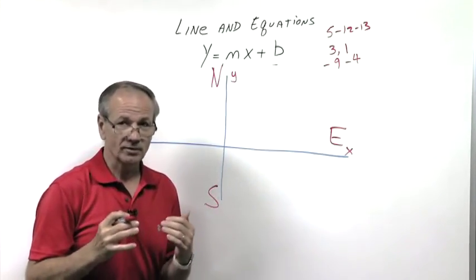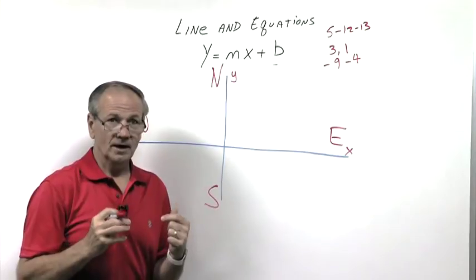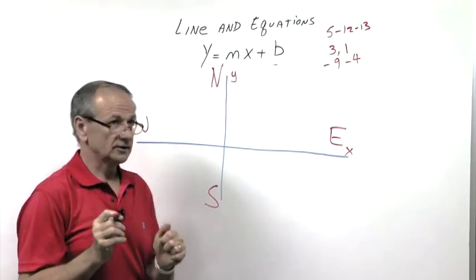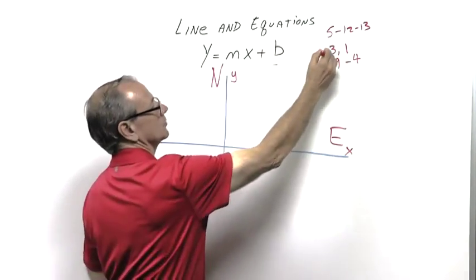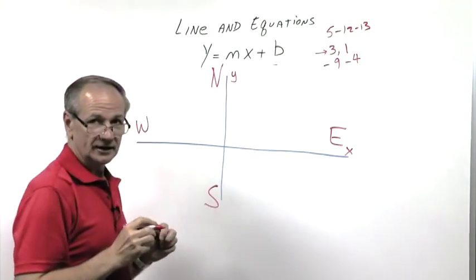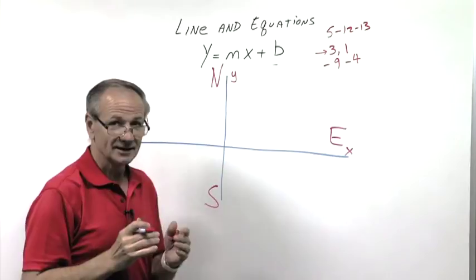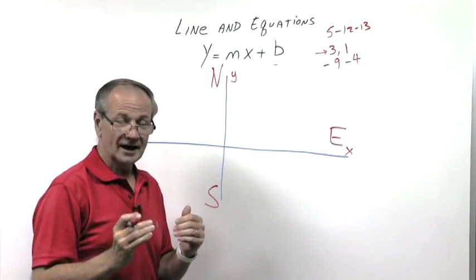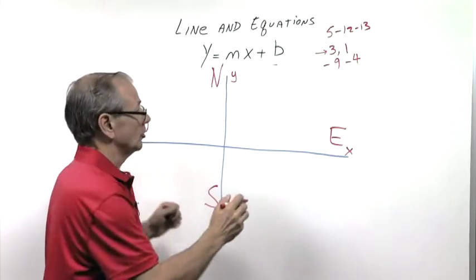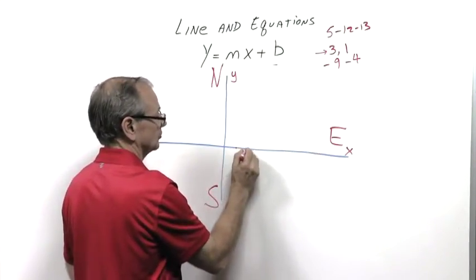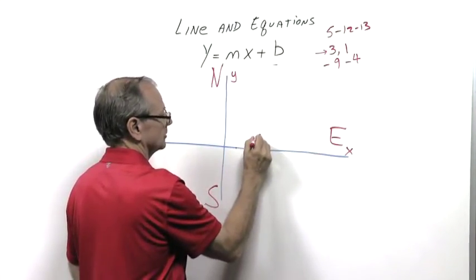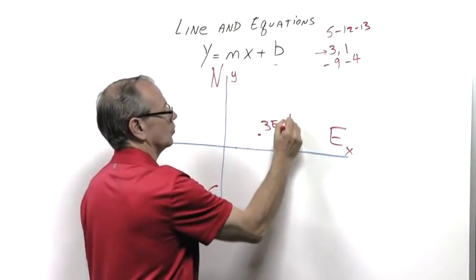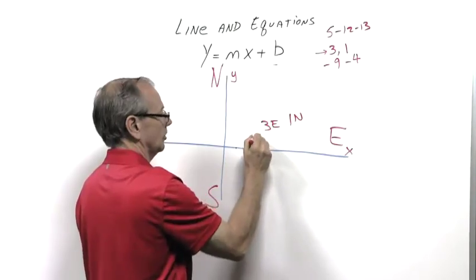Now, a typical problem, the ACT would say, a wrecker truck is located at a point of (3, 1) in the grid. Or they may say that it is 3 blocks east of headquarters and 1 block north. All right, 3 blocks east, 1, 2, 3. Here it is, 3 blocks east and 1 block north of headquarters.